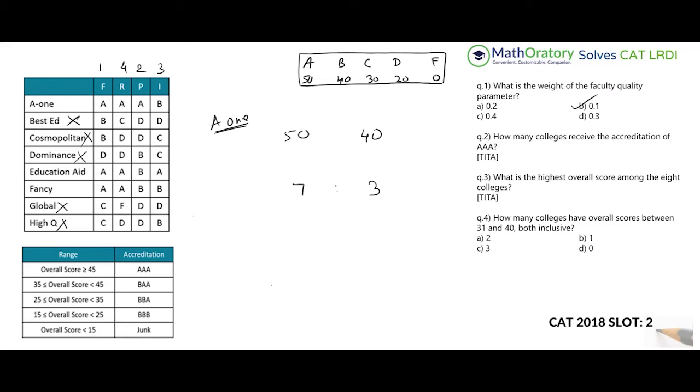Now check this out. This is the reverse way of using allegation. You can use offset or weighted average also, but this is a little faster. The difference here is 10 and the sum here is 10. So the difference and sum should always tally. Once you know that, then it is very easy. All you have to do is remember that allegation is cross differences. So 50 and the net average will have a difference of 3, and 40 and this average will have a difference of 7.